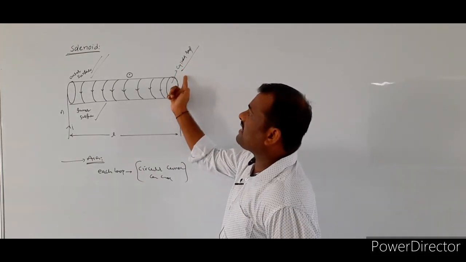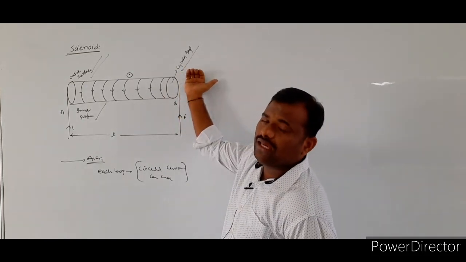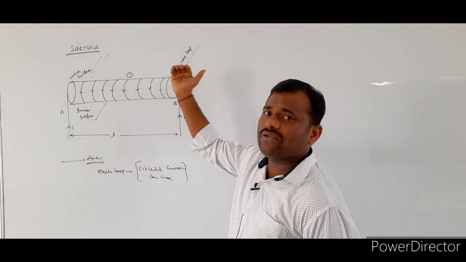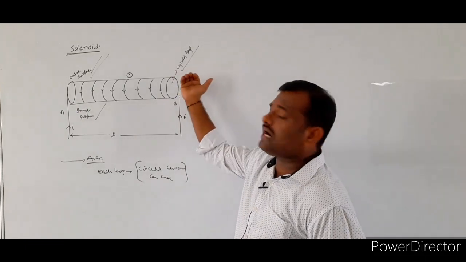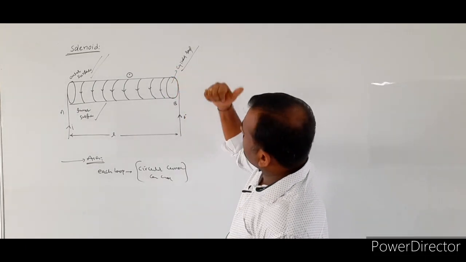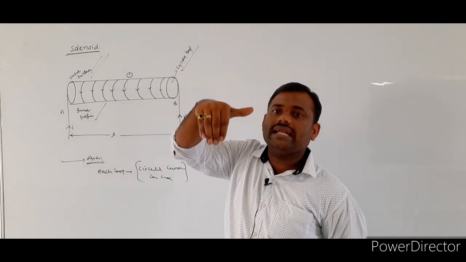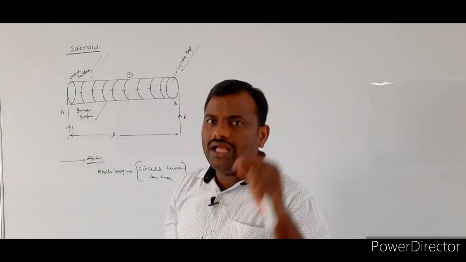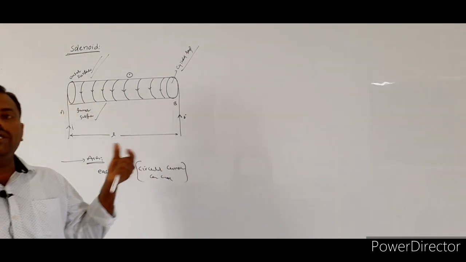At the top surface, at the outer surface, the direction of the current will be coming out of the plane of the paper. This point we have to understand. At the top surface, the direction of current is what? Coming out of the plane of the paper. Whereas whenever you consider the bottom, the direction of the current will be acting into the plane of the paper. This point we have to understand.